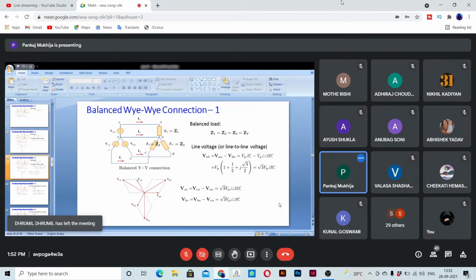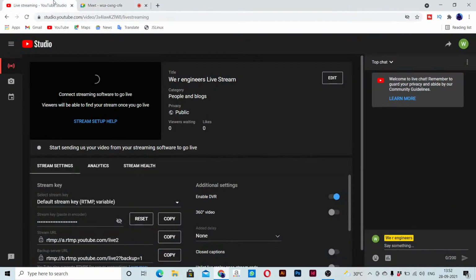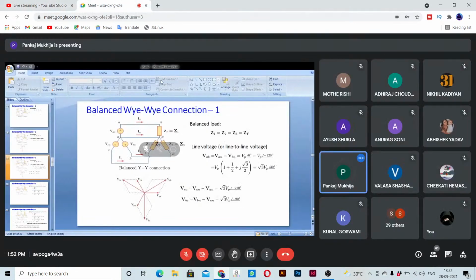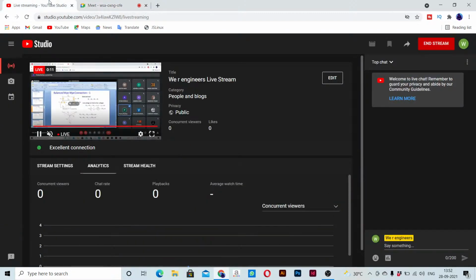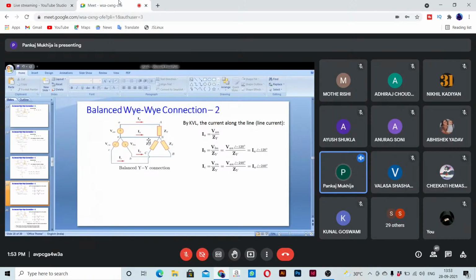Any questions? These points were already discussed last time, so there is nothing new here. You can easily do these calculations, and for this YY connection we can now apply KVL, and then we get IA. You can write IA equal to VAN by ZY. It's simply coming from that KVL, and IB also we can write.